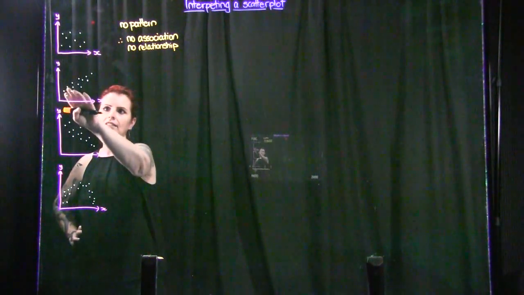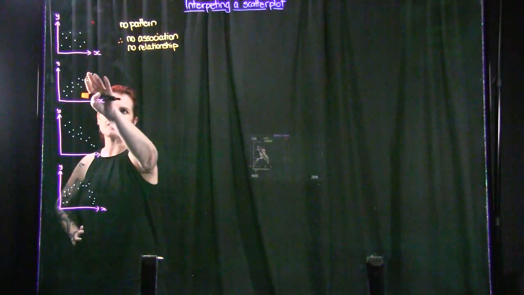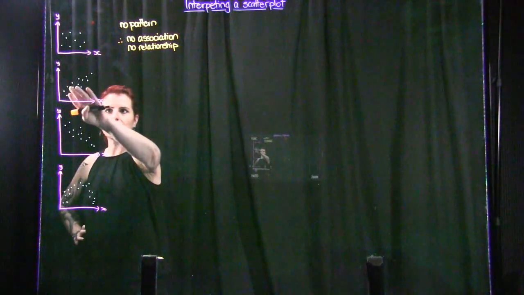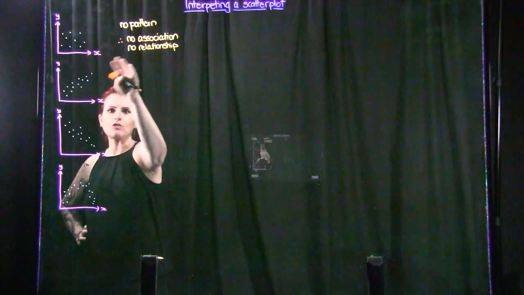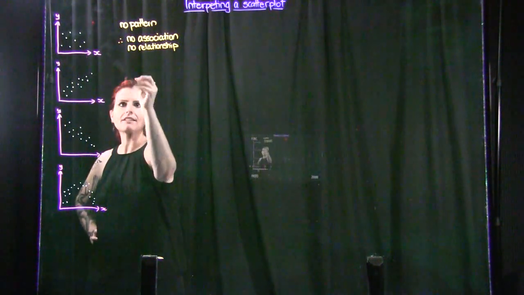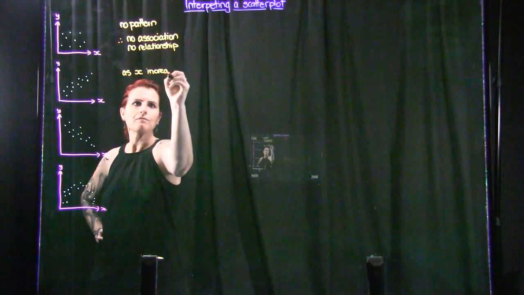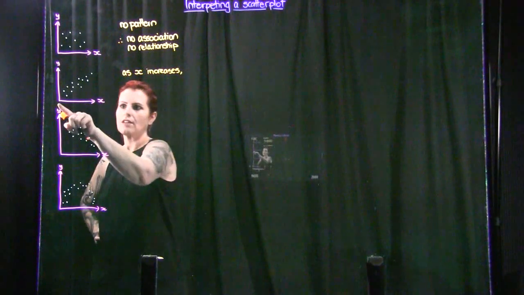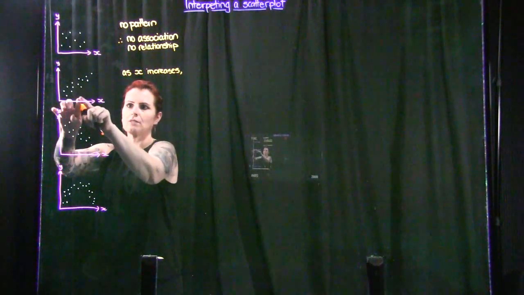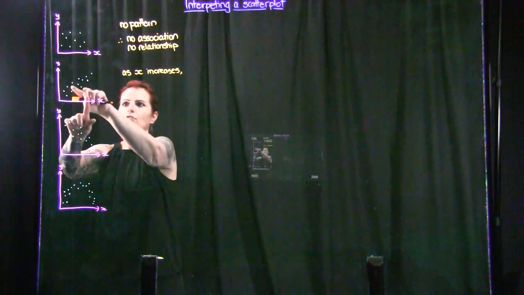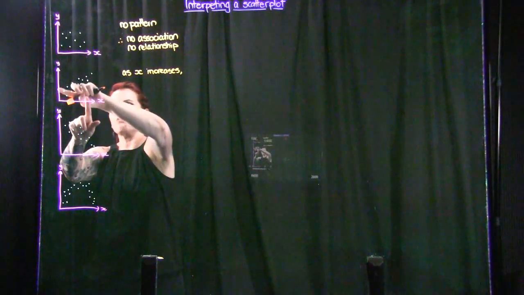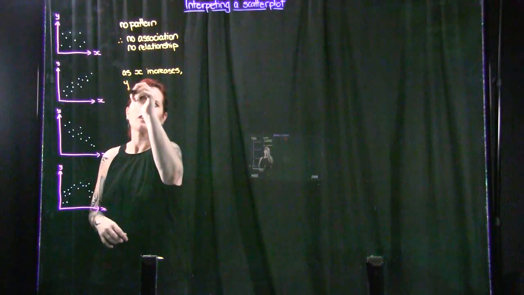What we see is all of these dots in the scatter plot. As x increases along there, all of these dots are getting higher. So what we're basically seeing is as x increases, so as we go along here, as we get along this way, these dots are going up. So that means y is increasing.